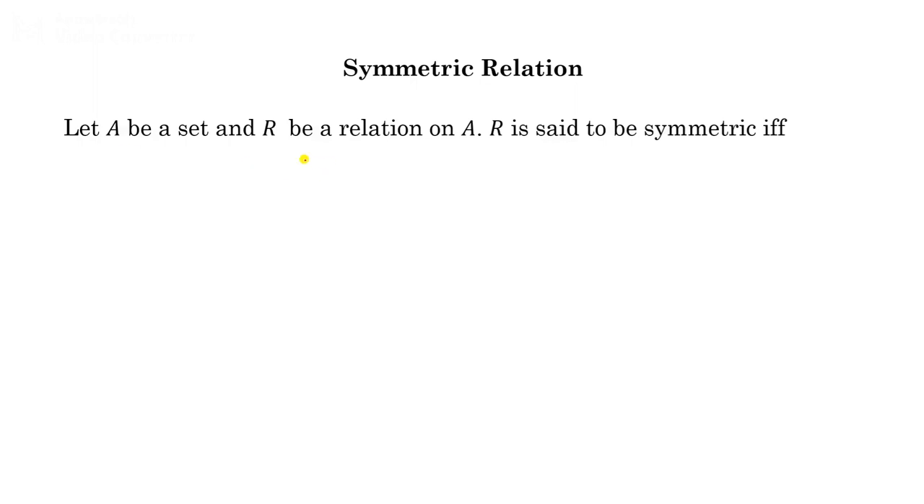Now symmetric relation. Let A be a set and R be a relation on A. R is said to be symmetric if for all x, y belongs to A, (x, y) belongs to R implies (y, x) belongs to R. It means whenever (x, y) is an element of R, then (y, x) must be an element of R. Then we will say the relation is symmetric.